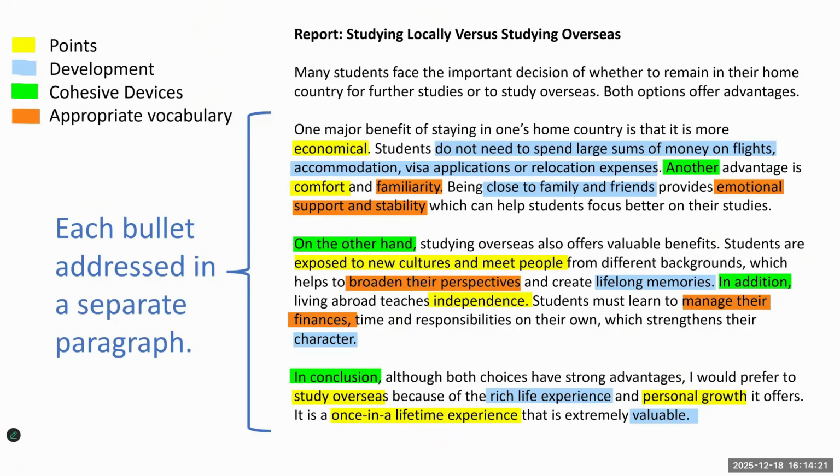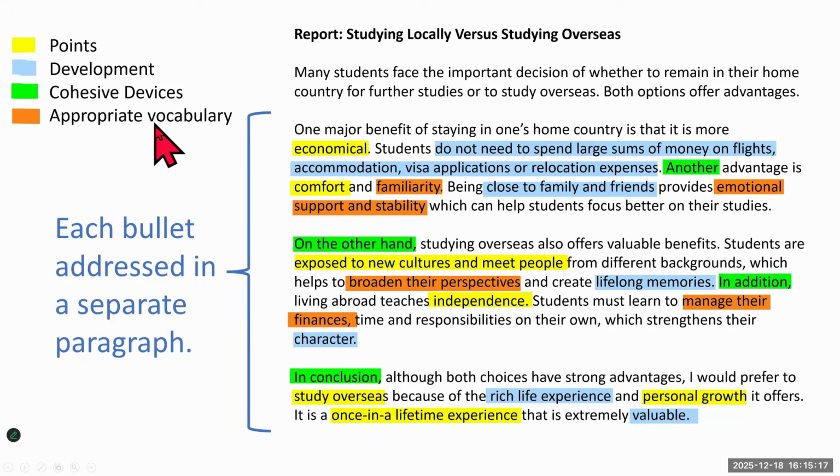So here you can see each bullet addressed in a separate paragraph. I have points in yellow, 2 points for these 2 paragraphs and 1 for the final one. I have development throughout the paragraphs, in all 3 paragraphs. And I have used cohesive devices. They are in green: another, on the other hand, in addition, in conclusion. These are also called linking words or connectors.